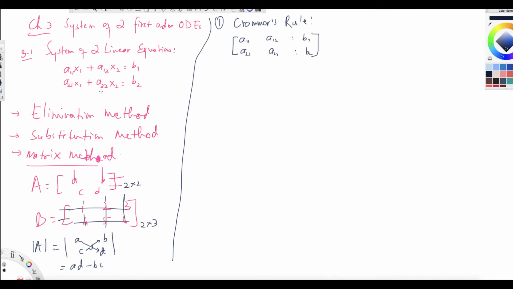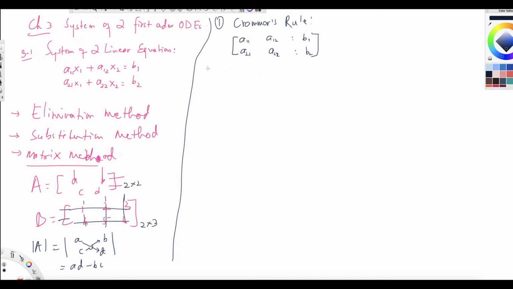Now, why do I write A11, A12, A21, A22? This has a reason. A11 means first row, first column. That's why 1, 1. This is the first row, second column, 1, 2. Similarly, this is the second row, because this is first row, first column, and second row, second column. You see that? So B1 and B2 there.